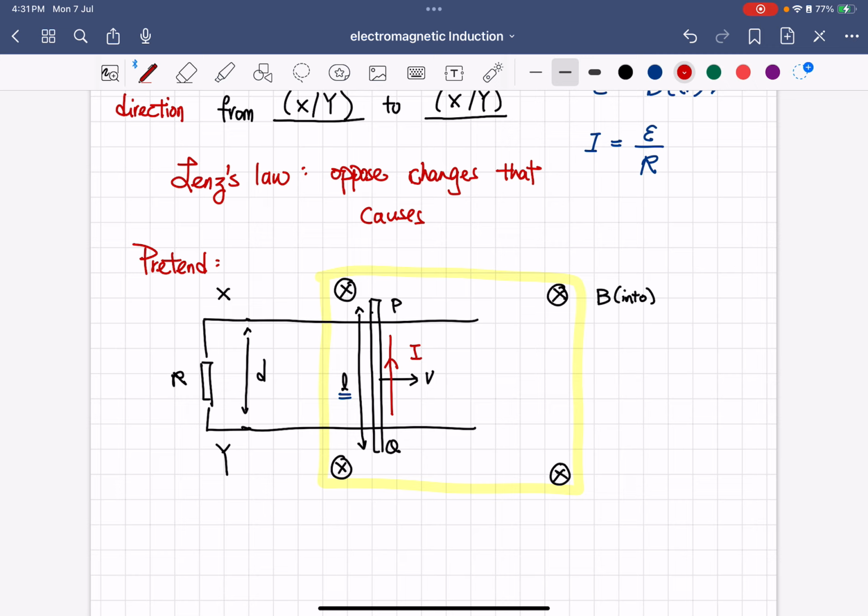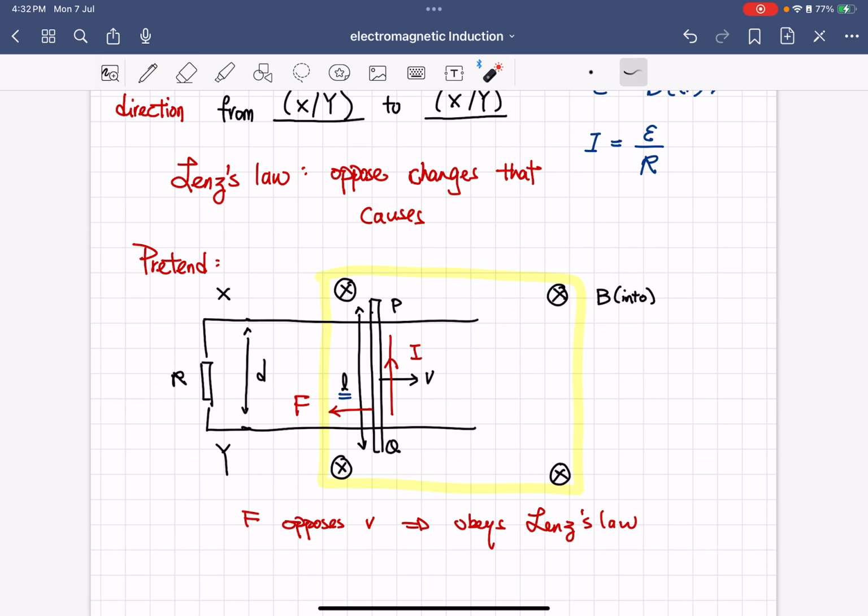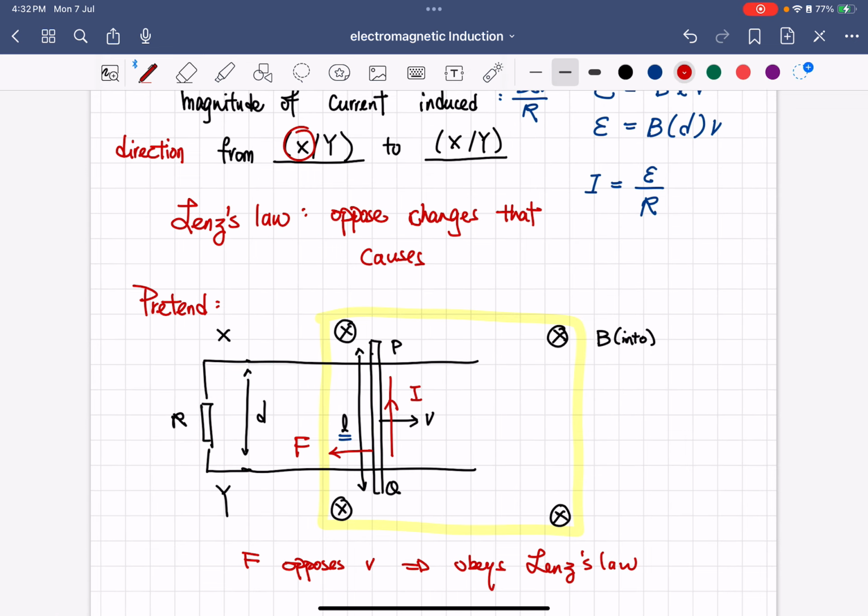So pretend that the current is going here. Then you can use Fleming's rule, and you find that if this is the direction of the current, then the force will be going to the left. Force going to the left is good because in this case, the force opposes the velocity. So it obeys Lenz's law. Therefore, that's the answer. The current will flow from Q to P and then X to Y. So the answer is from X to Y.